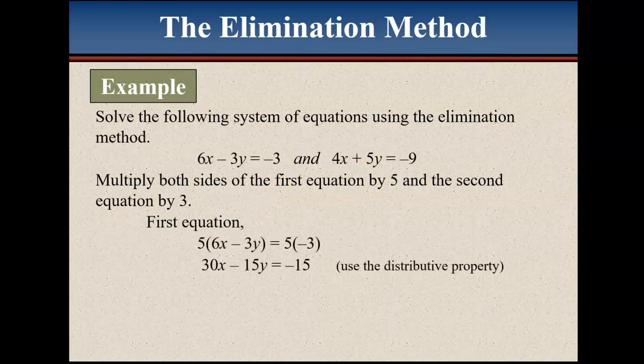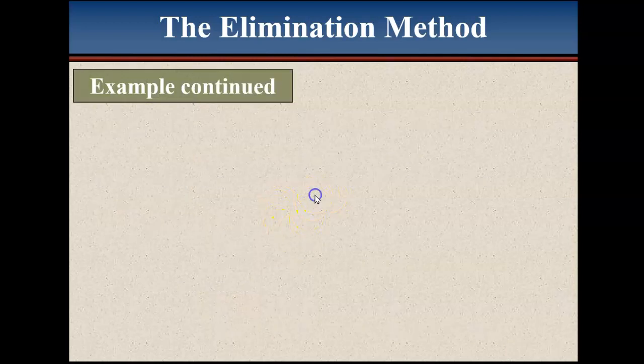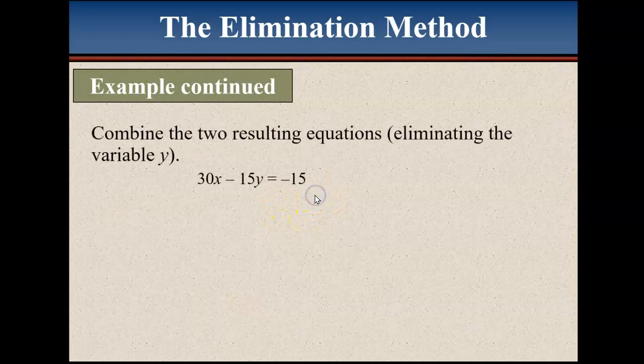So the first equation becomes 30x minus 15y equals negative 15. The second equation multiplied through by 3 becomes 12x plus 15y equals 27. Now, when we line these up, here's the first equation, here's the second equation. Notice that these are opposite of each other. And that's what we're trying to do, make them opposite of each other, which we have successfully done here.